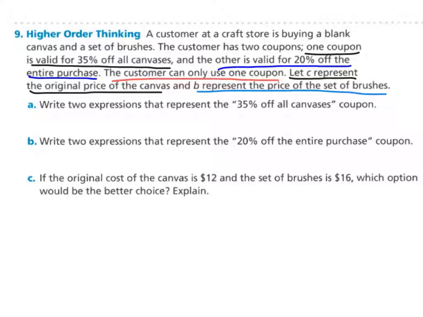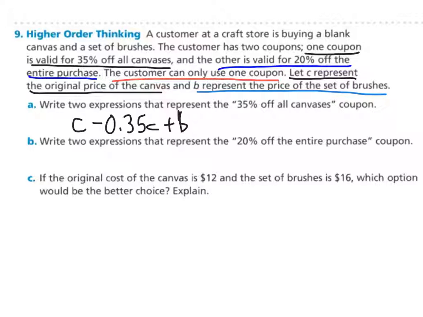So for part A, two expressions that represent the 35% off all canvases coupon, we would have our canvas cost is C, and then 35% off of our canvas, so minus 0.35C, and then plus our brush costs. That would be one expression we could have.